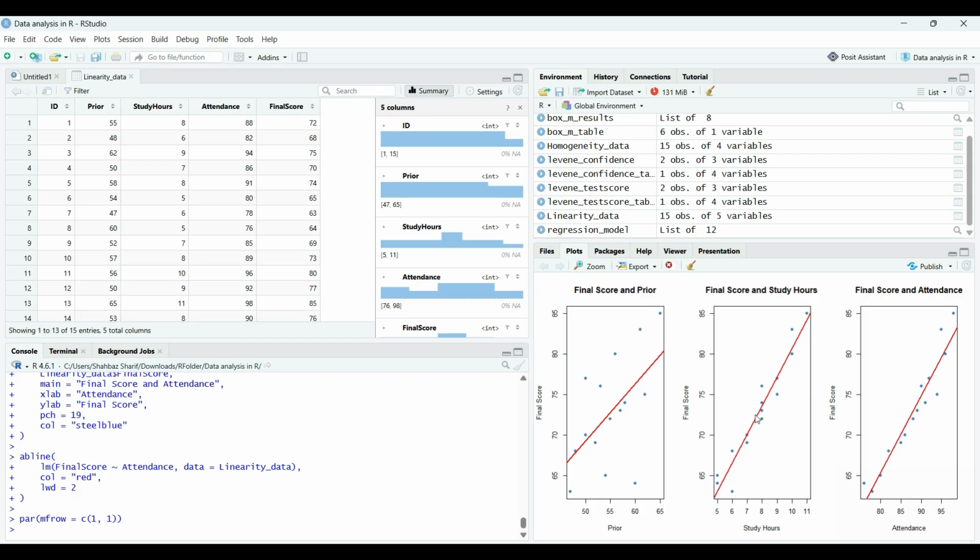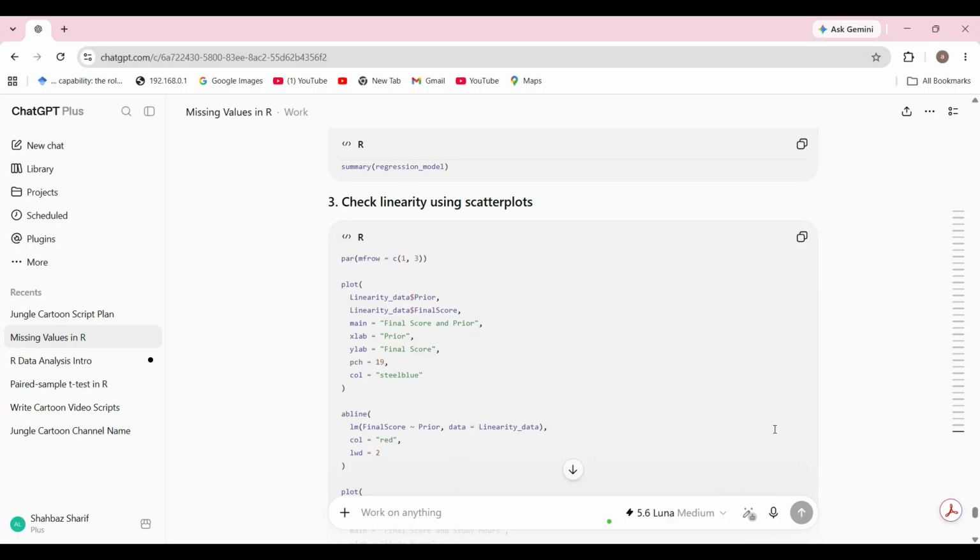And we can also see here the linearity between final score and study hours. The points are closer to trend line. However, most of the points are far away from 0. So in the same case, you can see here final score and attendance, the linearity is looking good because the points are scattered on trend line as the previous trend line between final score and study hours.